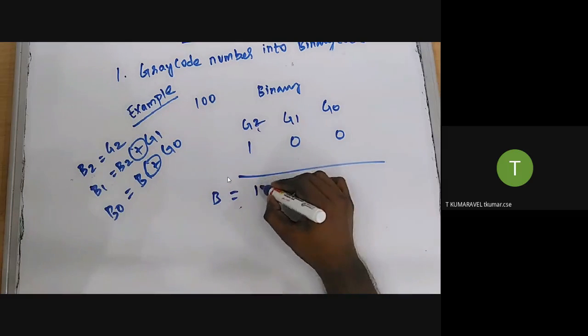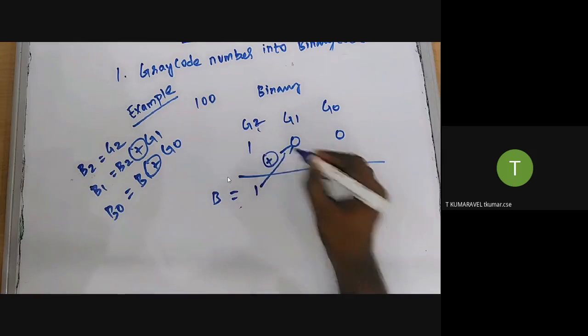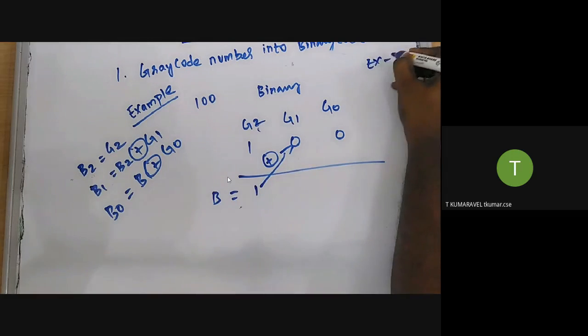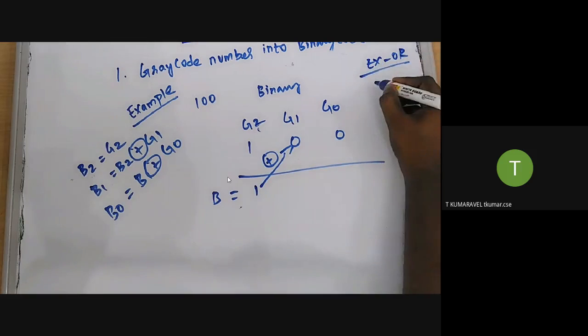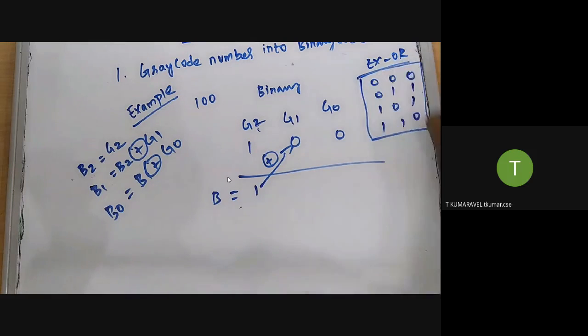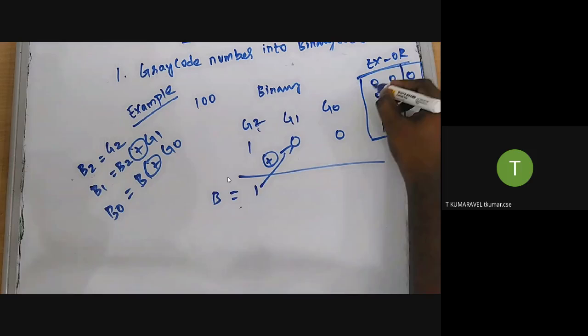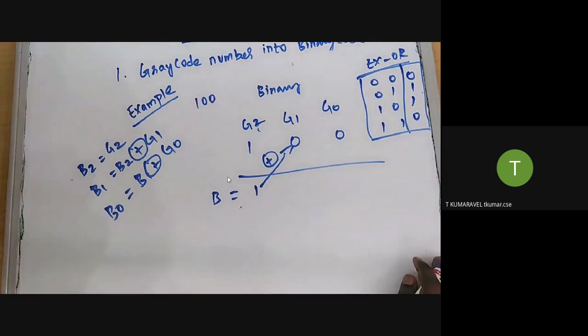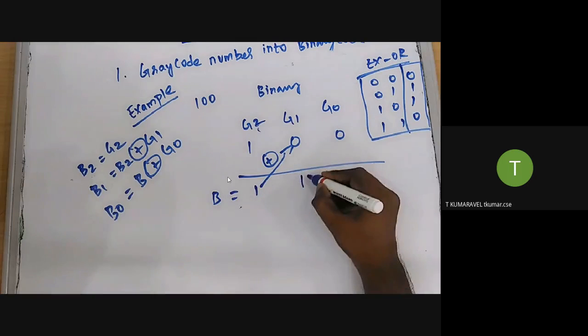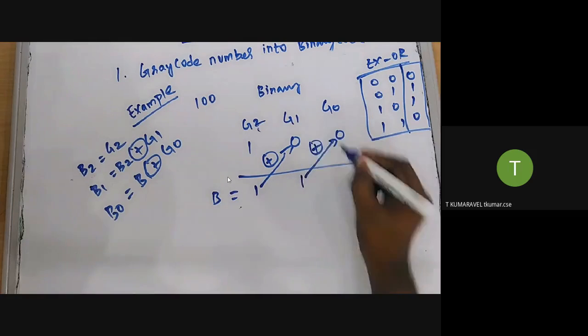Now you are going to perform exclusive OR. What is the truth table of exclusive OR? If the inputs are different, it generates the output equal to 1. In the rest of the cases, the output is equal to 0. That is the truth table for exclusive OR. So the inputs being different means the output equals 1. Again, you perform exclusive OR.